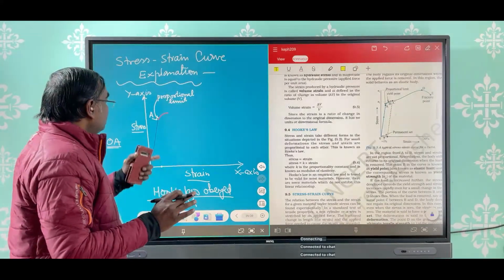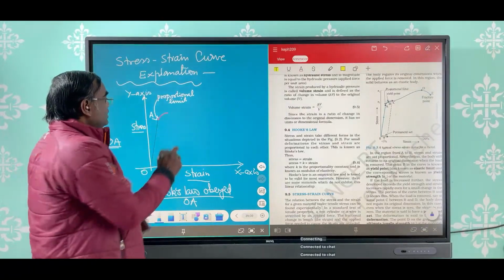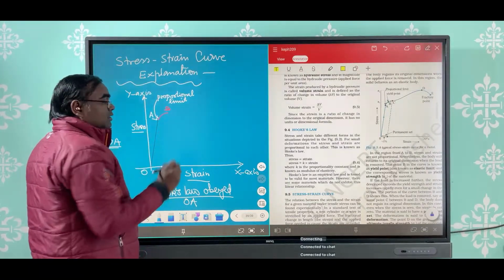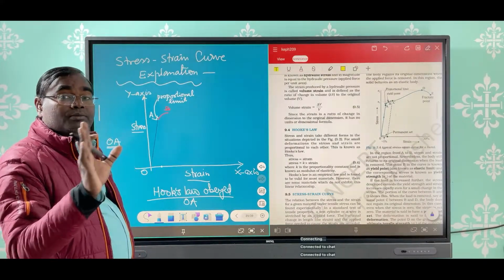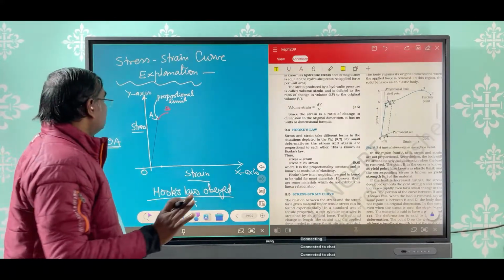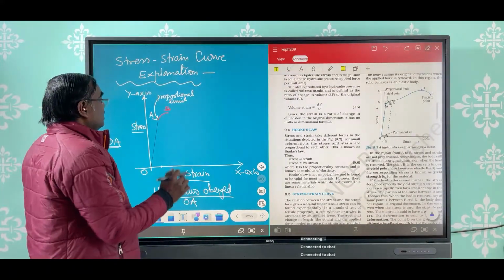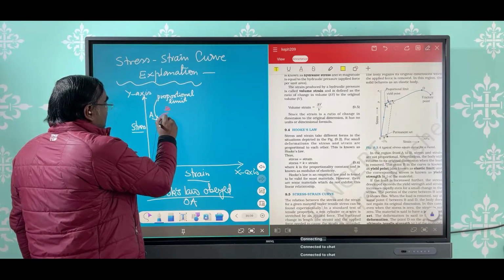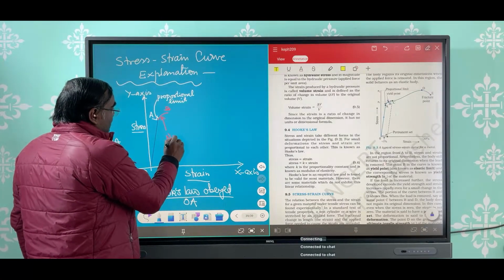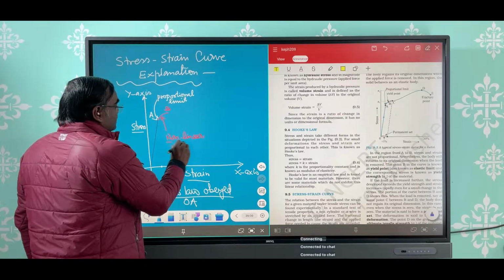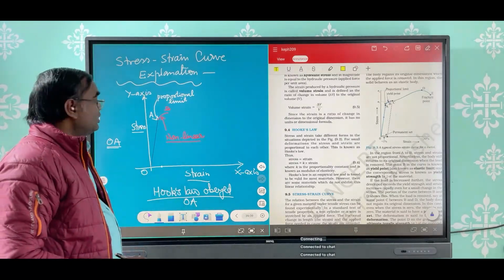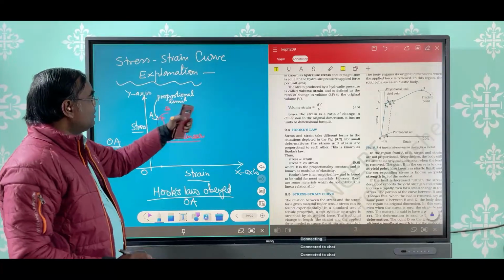That means here, at B, the metal doesn't obey Hooke's law. So this is non-linearity, non-linear. यहाँ से नॉन लीनियर स्टार्ट हो गया. ये नहीं कि यही है, इसके आगे भी होगा.